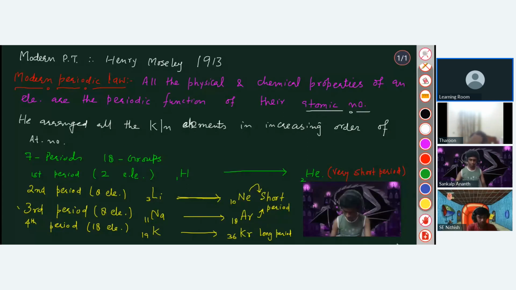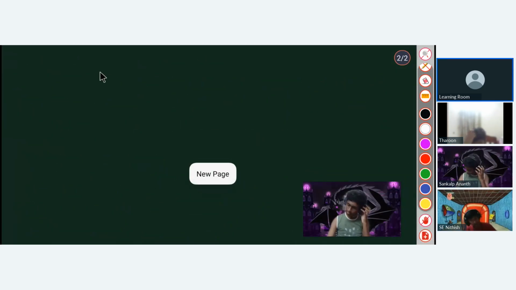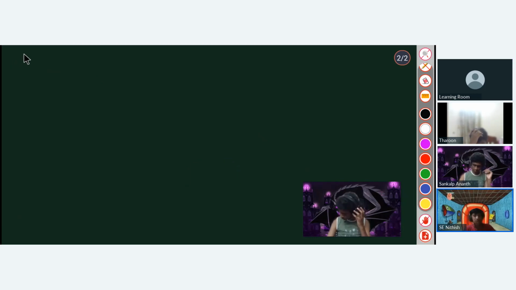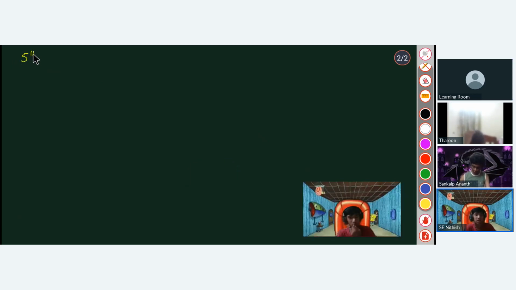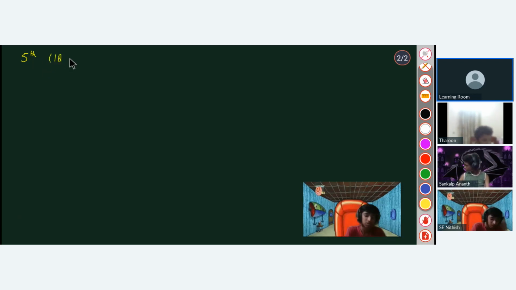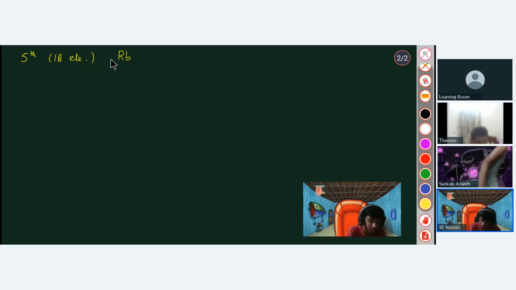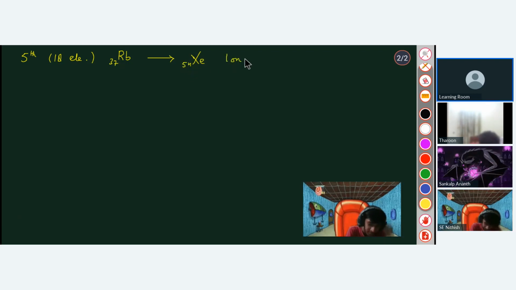So shall I move to the next page? Okay. Now see here, there's only till 32, right, sir, in a period of the modern periodic table? Exactly, I will tell you. In the next, the fifth period, there are also 18 elements, and it starts from rubidium and ends at xenon, which is atomic number 54. It's also a long period.